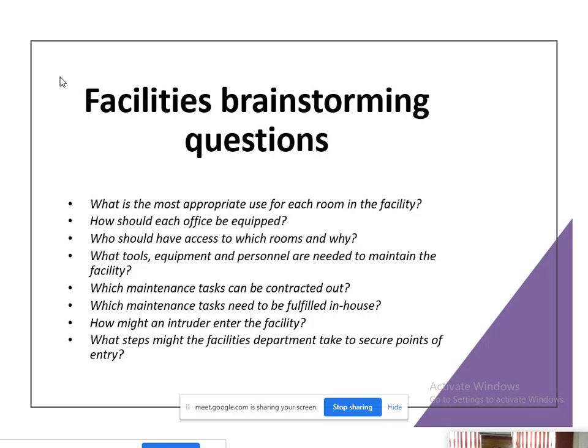How might an intruder enter the facility? What steps might the facilities department take to secure points of entry? So whenever a new point should be added, or something new should be raised, whatever complete project needs in an office, we should have a proper facilities department to secure points of entry. So these are a few points for how we should be equipped with facilities in the office, and how we are using and taking that facility. So everyone should have that training also.